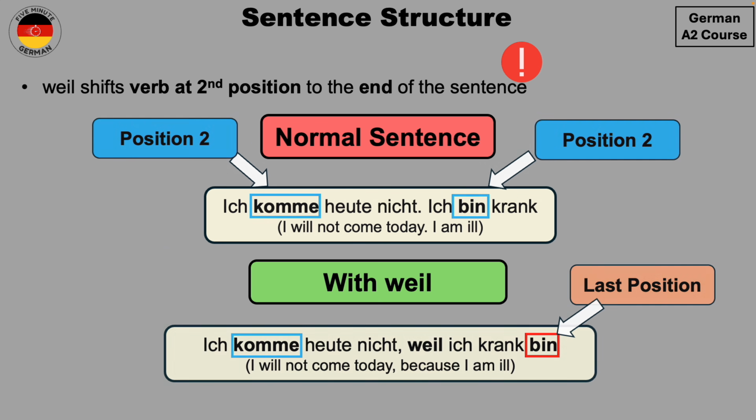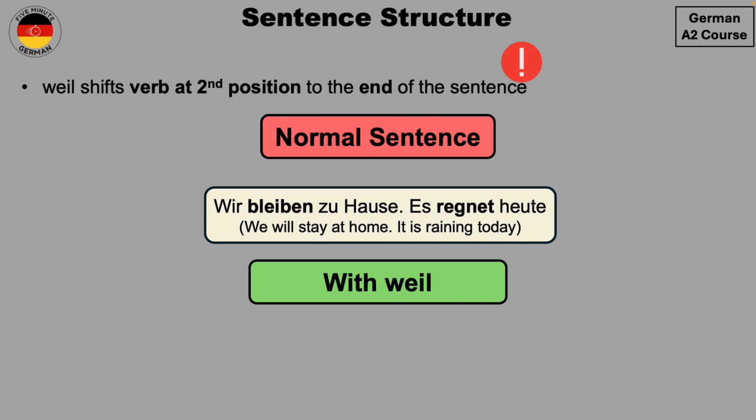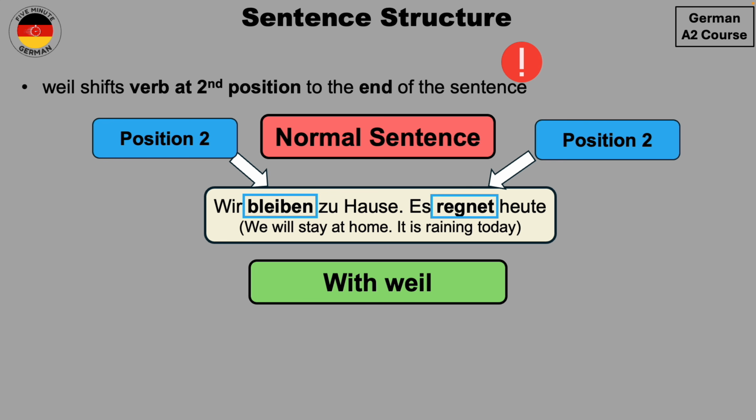Let's take a look at another example. So we have the sentence Wir bleiben zu Hause, es regnet heute. We will stay at home, it is raining today. Now in these sentences, again, you see that the verb in both the first sentence as well as in the second sentence are both at the second position.